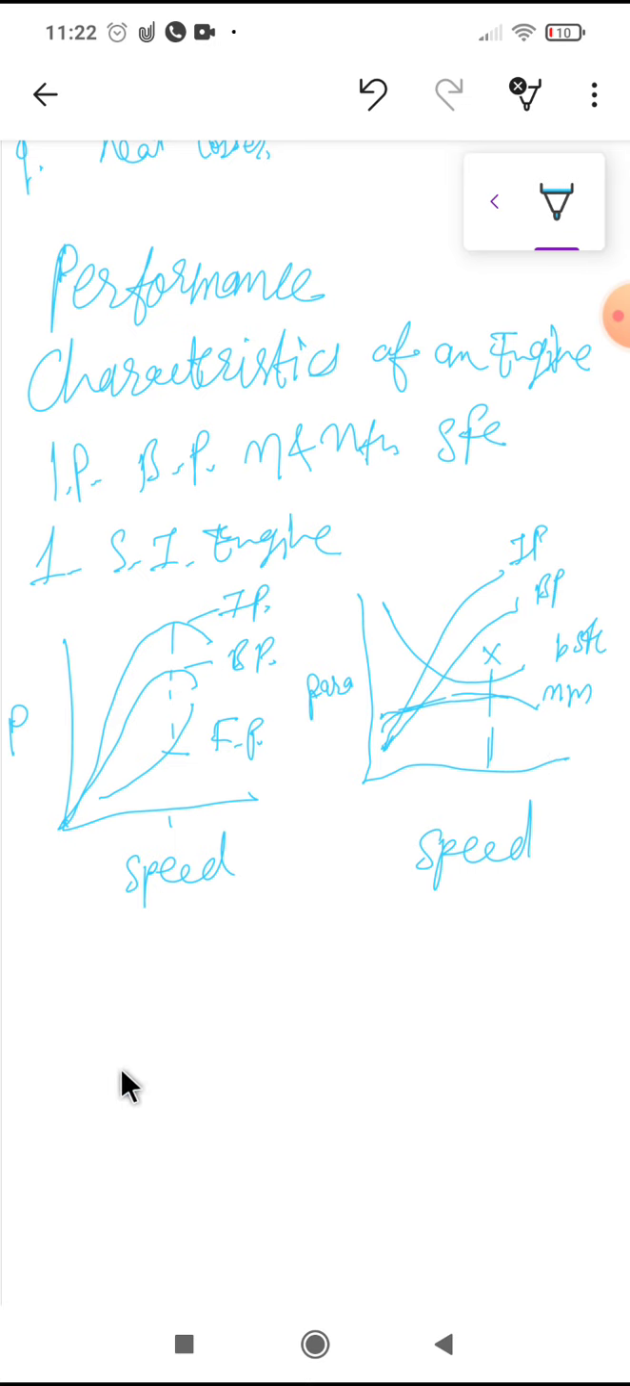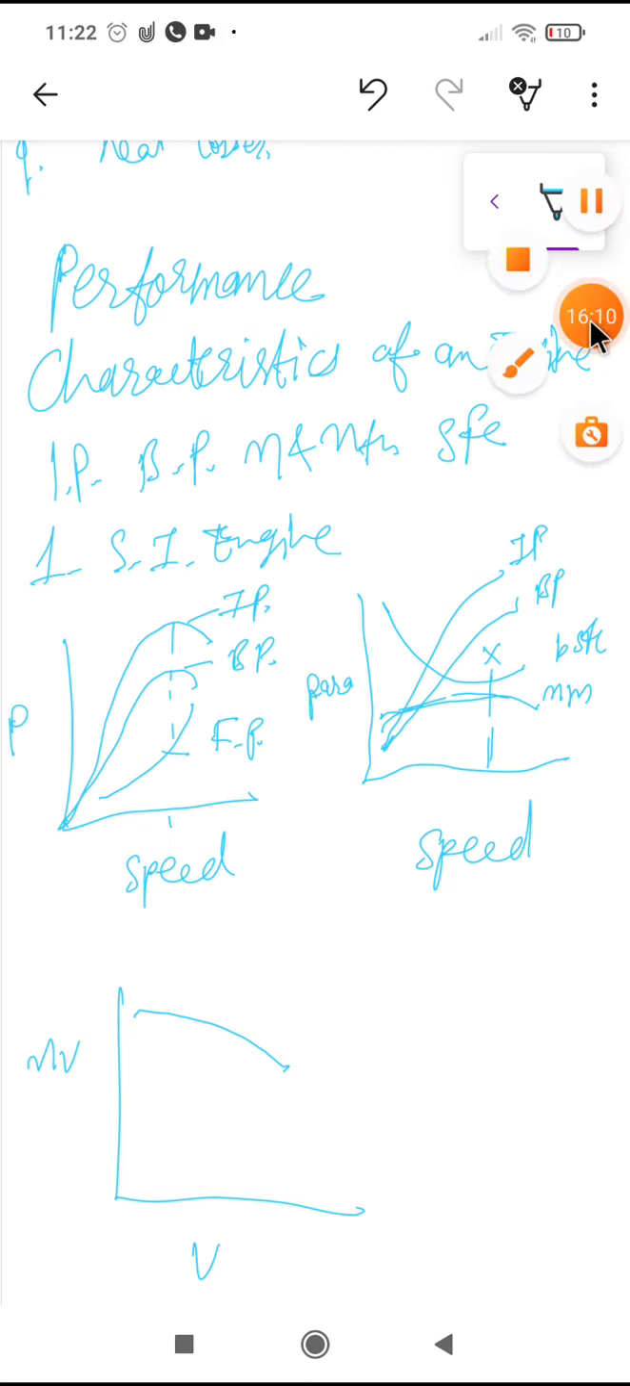And I will just draw the third graph. So that is speed versus volumetric efficiency. So here volumetric efficiency will be in such a direction. The volumetric efficiency reduces with increasing speed because of the drop in pressure at suction caused by increasing velocity of charge to be inducted.